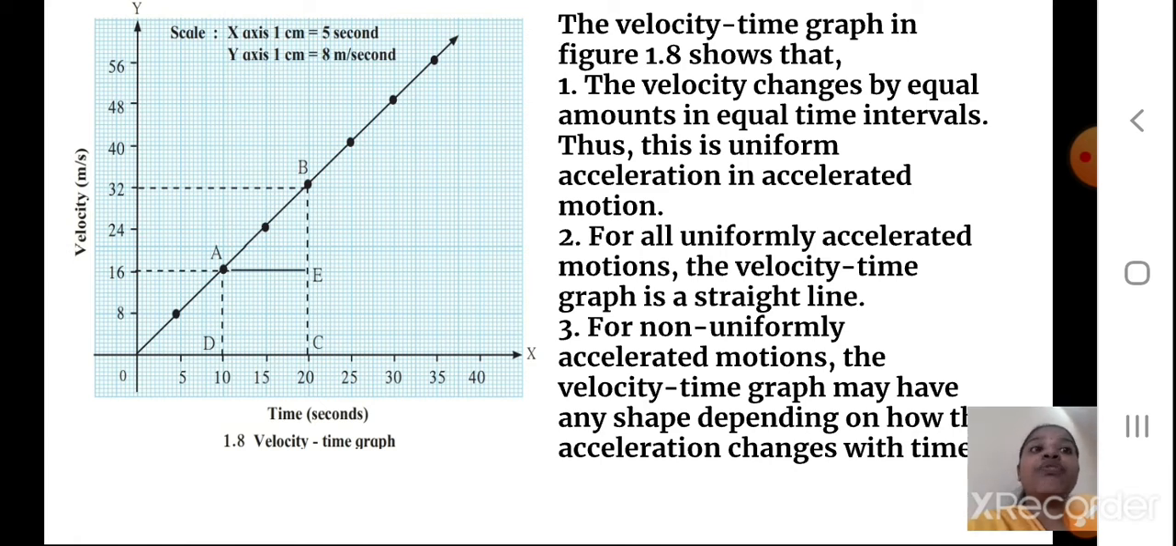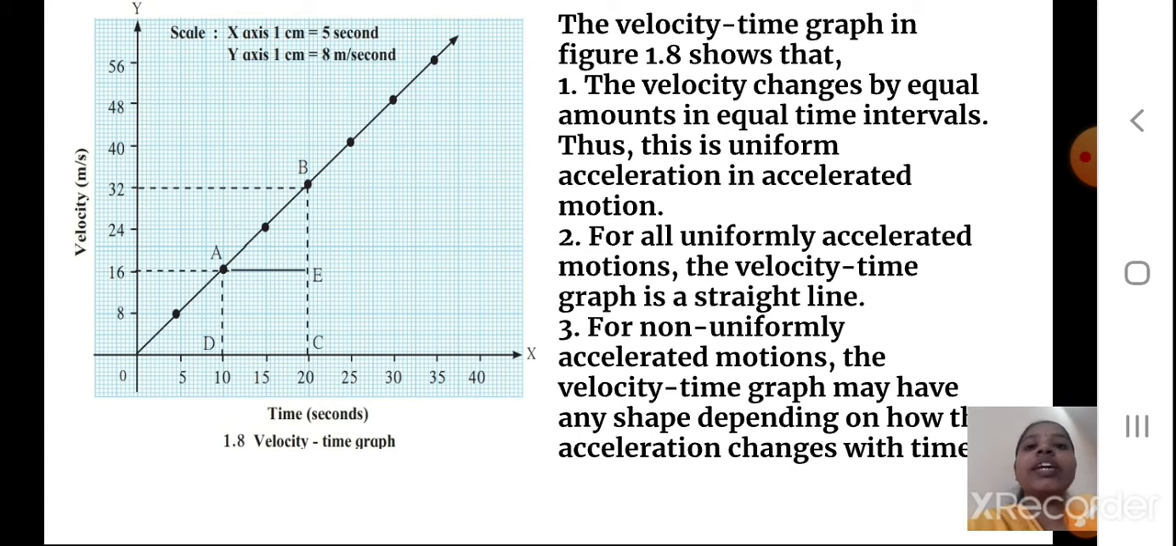Thus, this is a uniform acceleration, in accelerated motion, means it has got a uniform acceleration. For all uniformly accelerated motions, the velocity time graph is a straight line. You will remember, here also you can see a straight line graph is there. So what it will be? It will always be uniformly accelerated motion. For non-uniformly accelerated motions, the velocity time graph may have any shape.